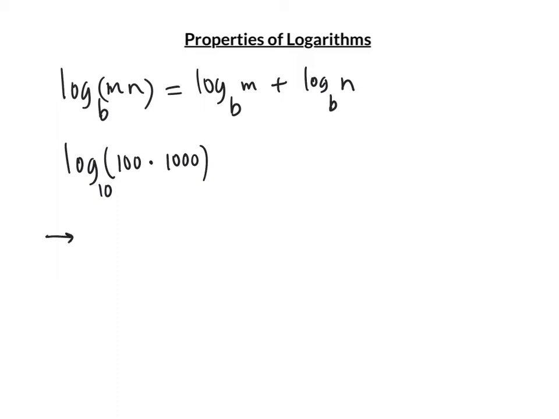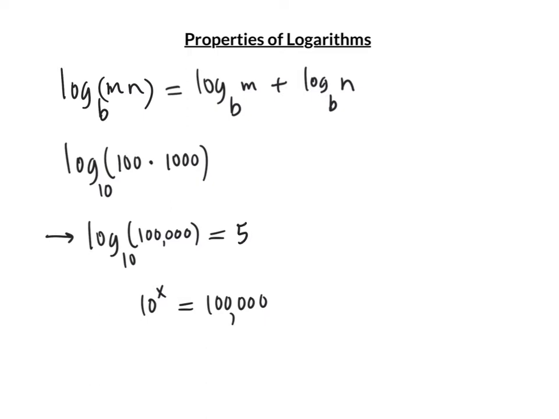First thing I could do is multiply this. This is not applying the log rule though. 100 times 1000 is 100,000. And if I was asked to figure this out, it would be 10 to some power is 100,000. Well, 10 to the 5th is 100,000. This is 5.